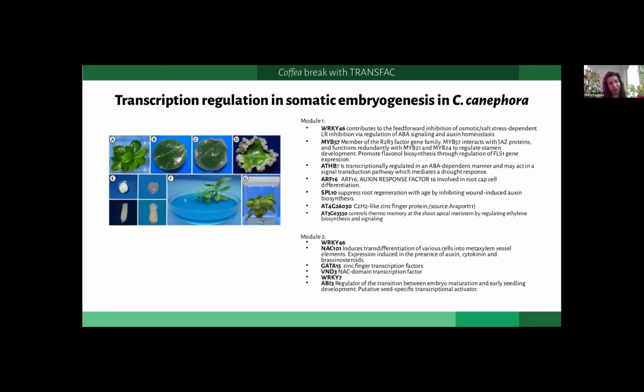As coffee is a perennial plant, normal reproduction from seeds, for example, takes years, which is another problem in breeding of coffee, and also attempts to perform genetic engineering in these plants. So vegetative reproduction is the way, and somatic embryogenesis is important for industry applications, let's say.